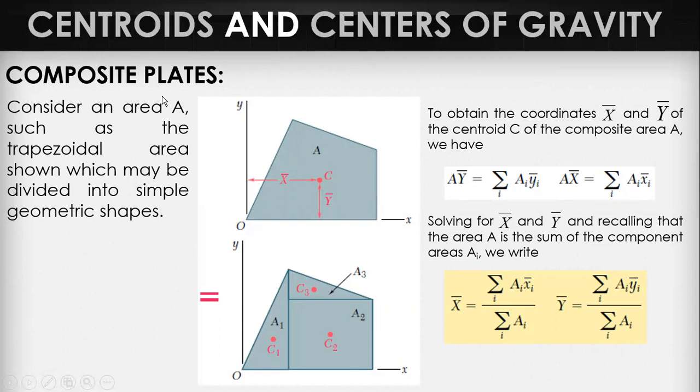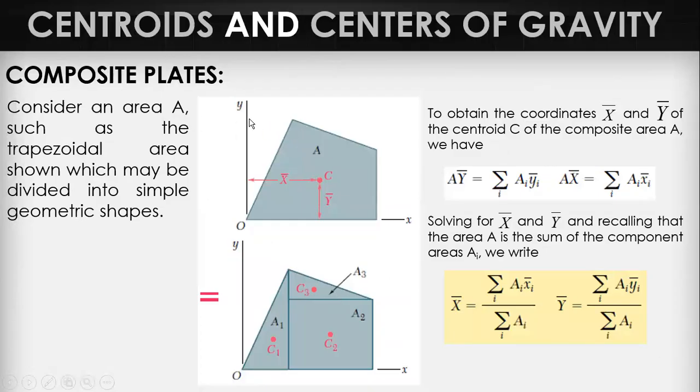So our focus now is on composite plates. Okay. So consider an area A such as the trapezoidal area, this one, which may be divided into simple geometric shapes. So when you subdivide a composite area, okay, make sure na ang triangle nimo is a right triangle. So ang pag-subdivide is this one, and then this one. So there will be 3 elements, no? Area 1, area 2, and area 3.